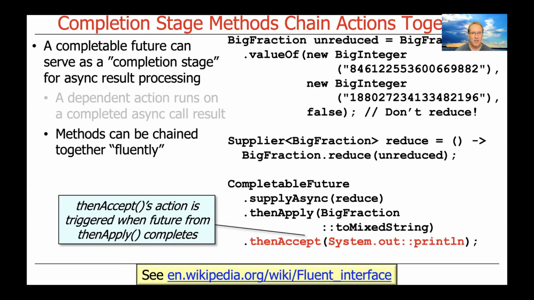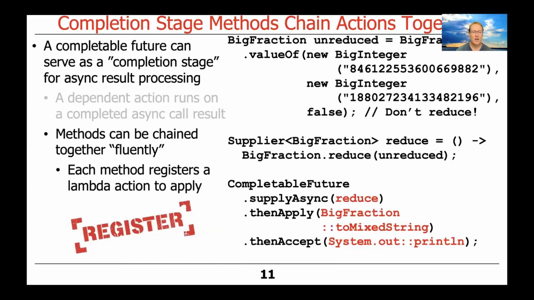And what thenAccept does is it gets triggered when the previous stage completes. So after we've converted the improper fraction to a mixed string fraction, we're then going to accept that result, and the action that'll be called for thenAccept will print the mixed string out to the standard output. So you can see how we're basically chaining all these things together. So when something occurs in the previous stage, then the next stage in the chain gets a chance to run.